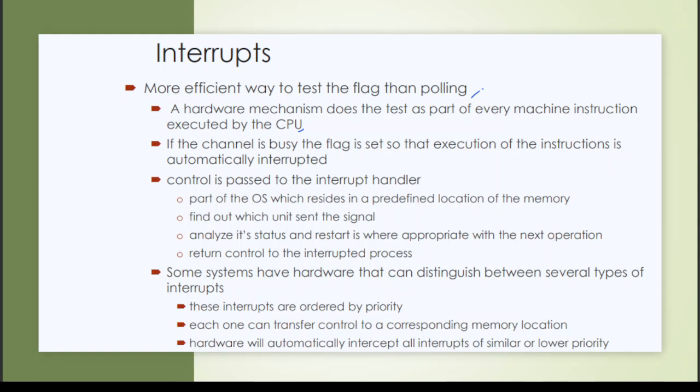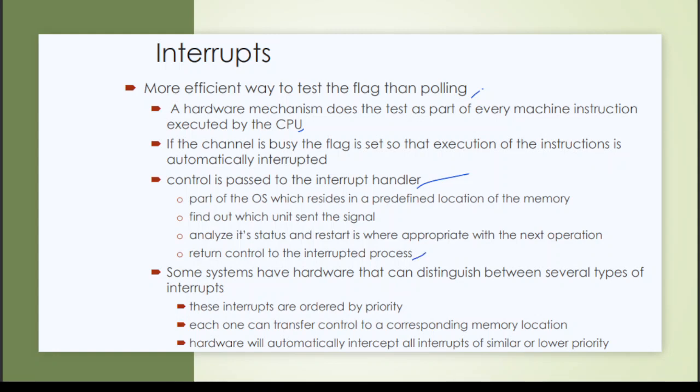Control is passed to the interrupt handler, part of the OS which resides in a predefined location of the memory. It finds out which unit sent the signal, then analyzes its status and restarts it where appropriate with the next operation. Then it returns the control to the interrupted process.